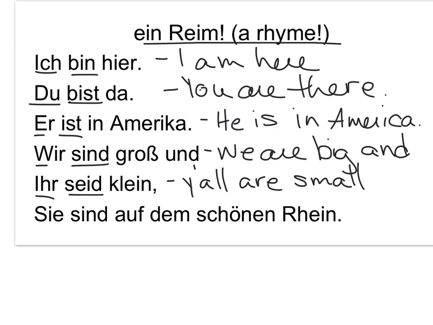Sie sind auf, Sie sind auf dem schönen Rhein. They are, or you formal are, can't tell which because it's the beginning of a sentence. On the pretty Rhine is the name of a river in Germany, the Rhineland. Schönen means pretty. They are on the pretty Rhine.